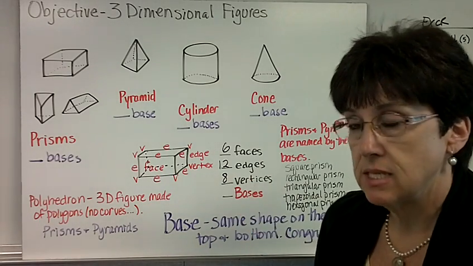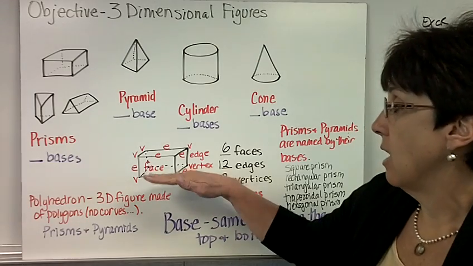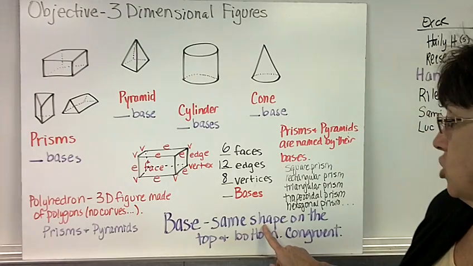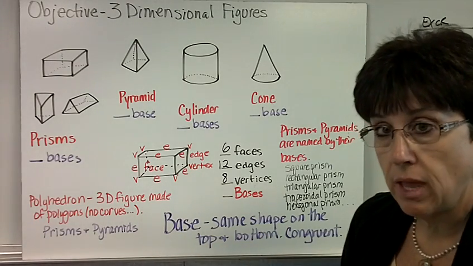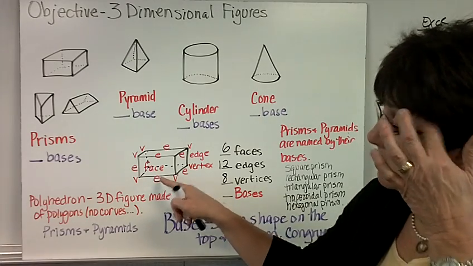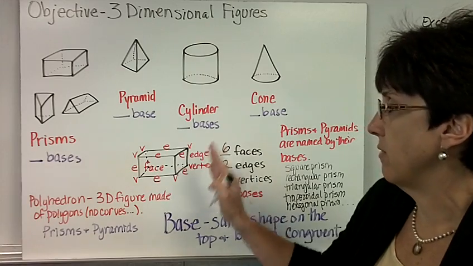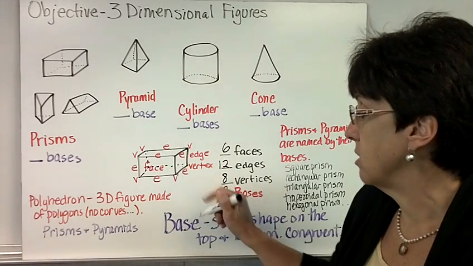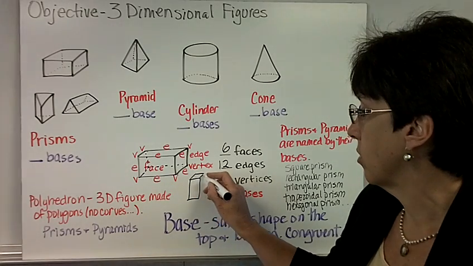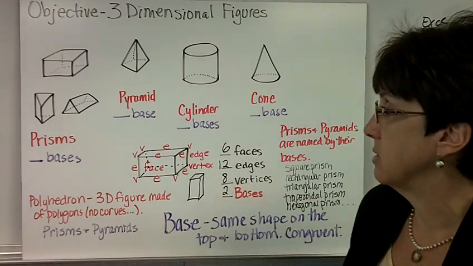And how many bases does it have? Well, the base is a special name for a face. A base is the name of what it is sitting on. And it has to be the same shape on the top and the bottom. It's congruent. So this one has 2 bases because it's the bottom and the top. I could turn it over and have it stand up tall, and then the base would be this one. If it was like this, then the base would be the smaller square. Okay, but it's still 2 bases.